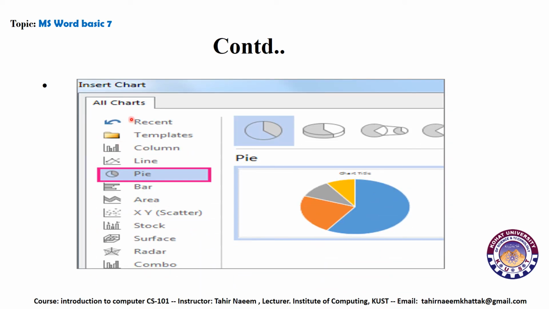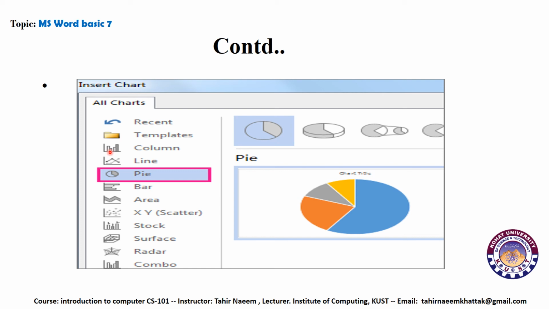So basically here, if you click on chart, these options are given, like column chart. These are the different types of graphs available, like column chart, line chart, pie chart, bar chart, area chart, XY scatter, stock, surface, radar, and combo. As you can see on the right, the names of the charts are given, and on the left side a picture is given to give us an idea of the charts present in these options, like columns.